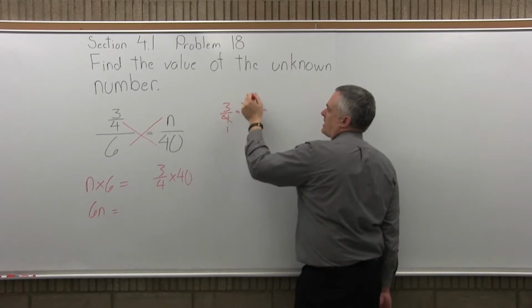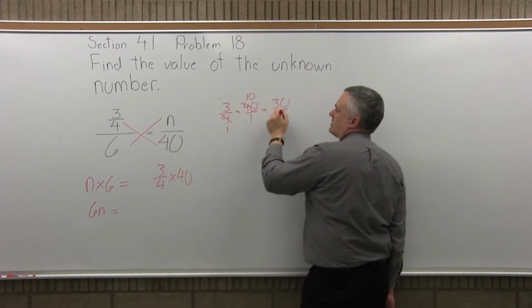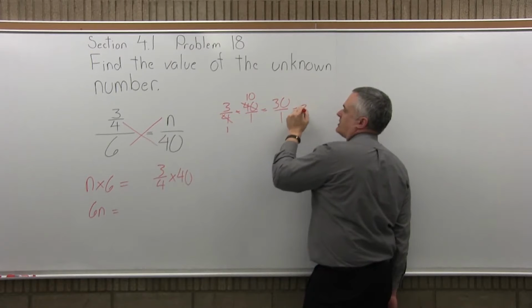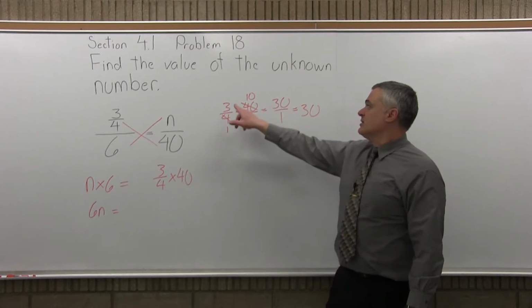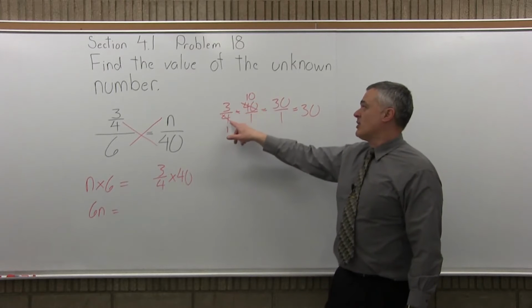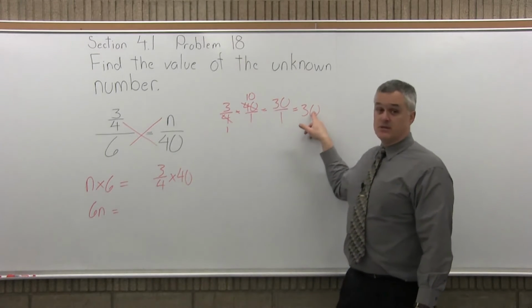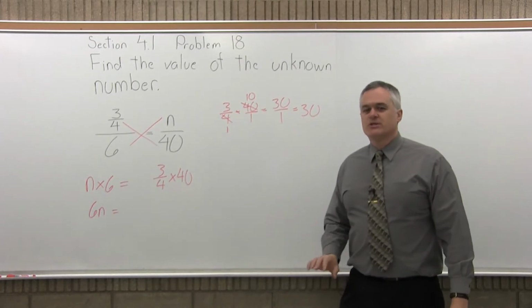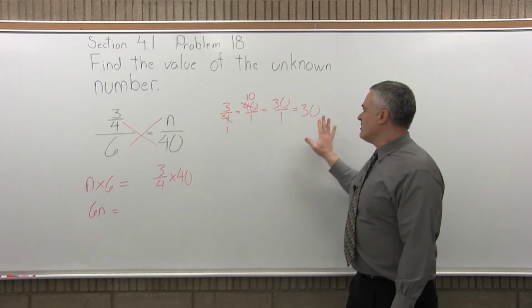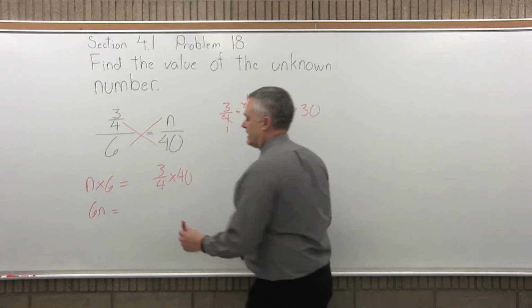And now I have top times top. 3 times 10 is 30. Bottom times bottom, 1 times 1 is 1, 30 over 1, which is just plain old 30. Now, if you had done it without reducing, you'd have 3 times 40 is 120, over 4 times 1 is 4. 120 over 4 would still reduce to 30. You'd get the same answer, but if you can reduce a little bit first, it's usually easier. However you do it, when you multiply 3/4 times 40, the result you'll get is 30.